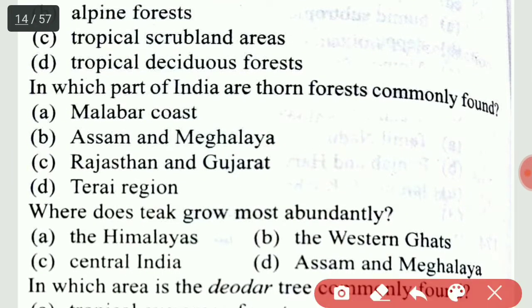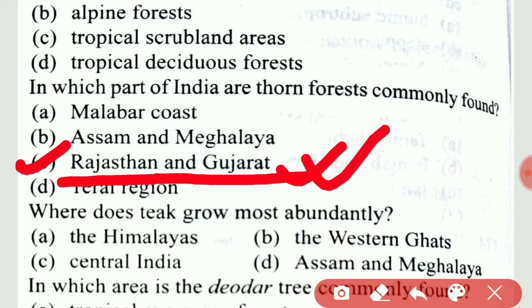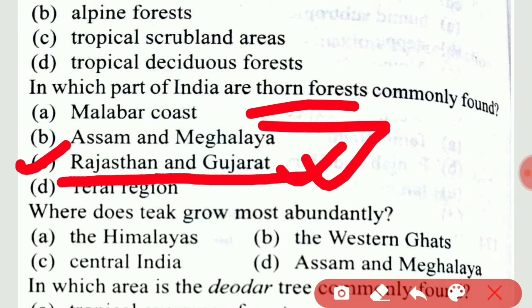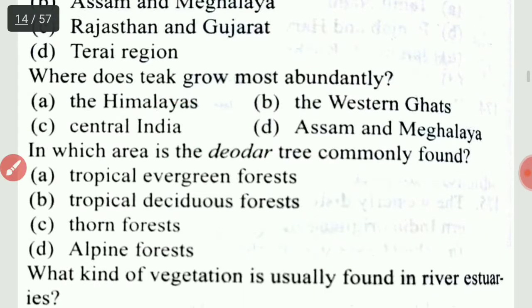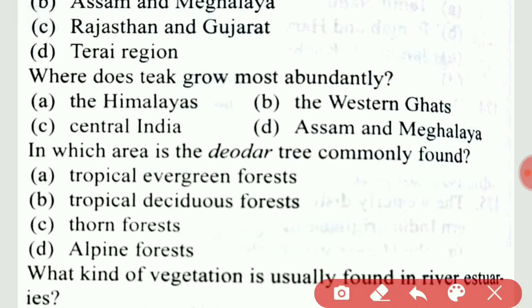Next, in which part of India are thorn forests commonly found? That is option C, Rajasthan and Gujarat, the dry area, where thorn forest is found. Next, where does teak grow most abundantly? That is option C, central India.